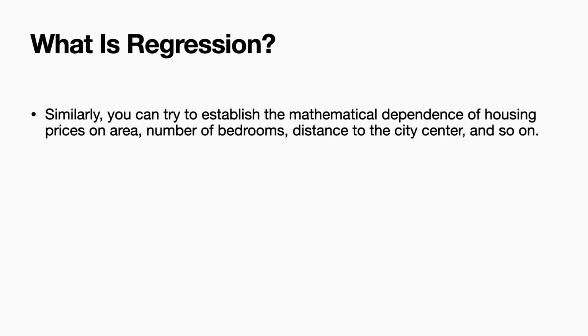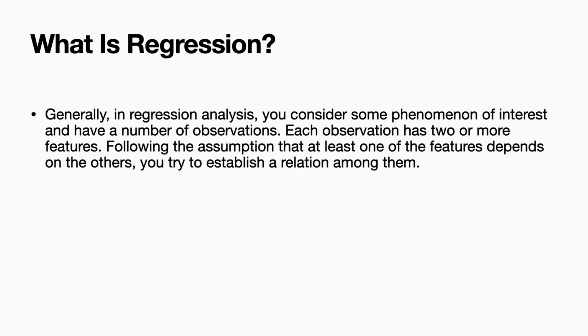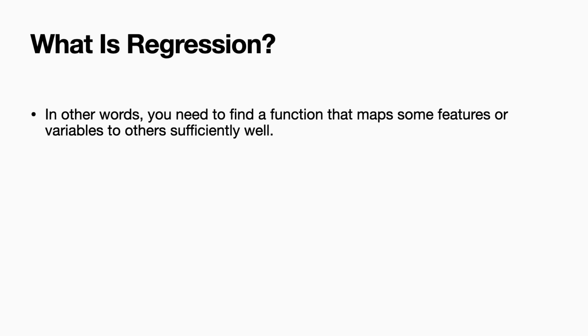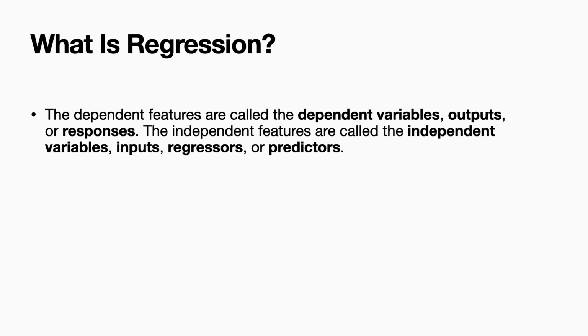Similarly, you can try to establish the mathematical dependence of housing prices on area, number of bedrooms, distance to the city center, and so on. Generally, in regression analysis, you consider some phenomenon of interest and have a number of observations. Each observation has two or more features. Following the assumption that at least one of the features depends on the others, you try to establish a relation among them. In other words, you need to find a function that maps some features or variables to others sufficiently well. The dependent features are called the dependent variables, outputs, or responses. The independent features are called the independent variables, inputs, regressors, or predictors.